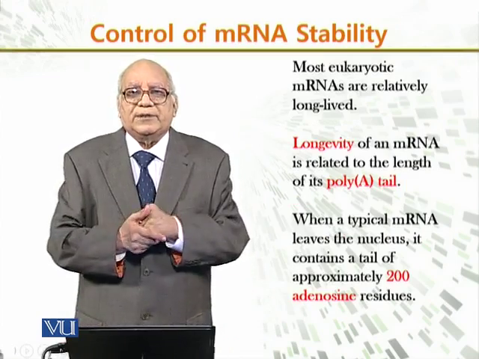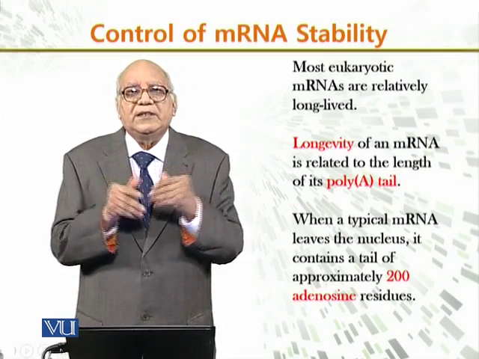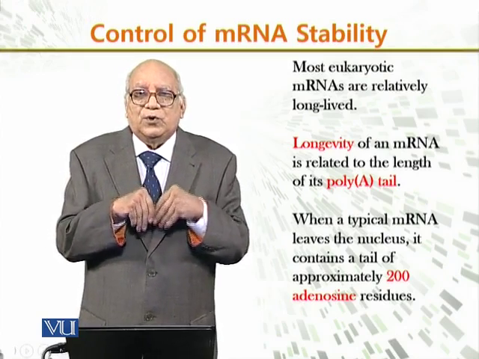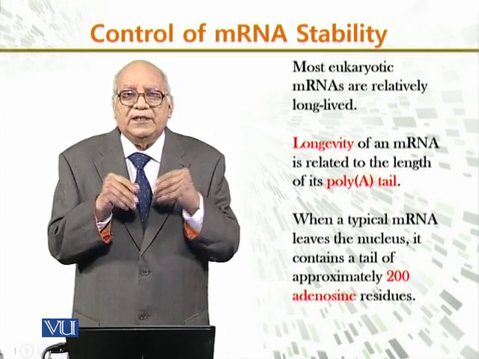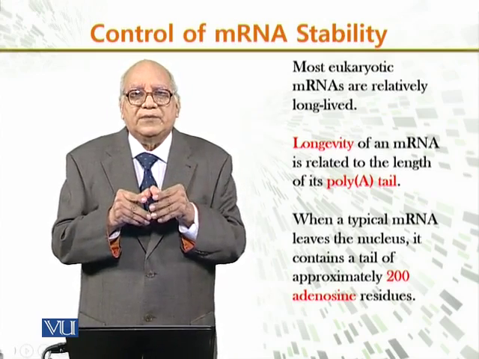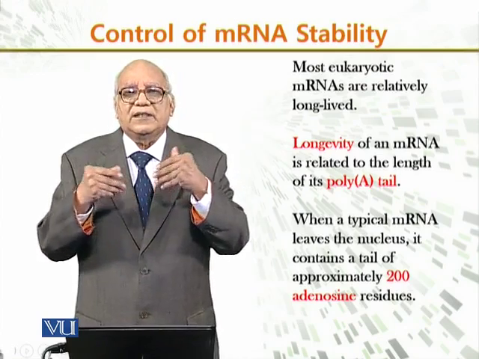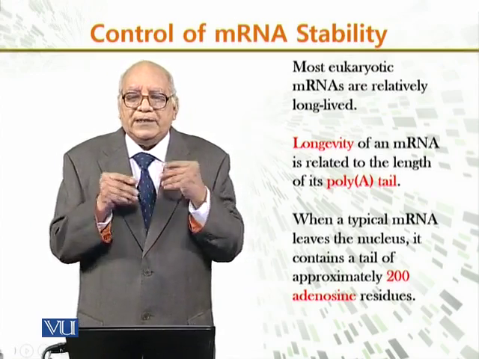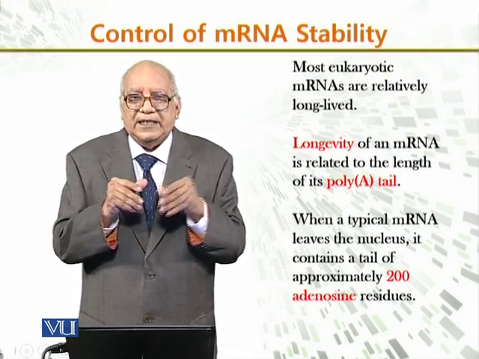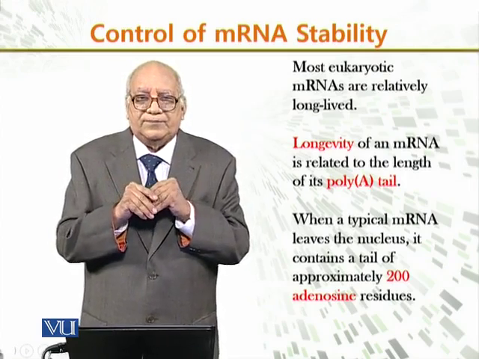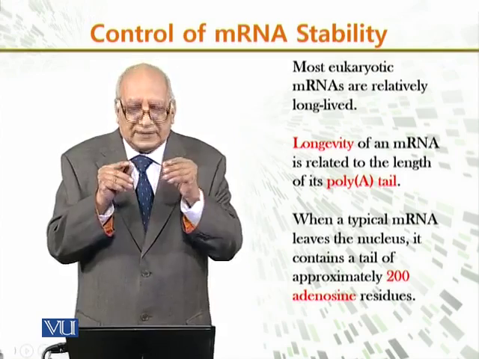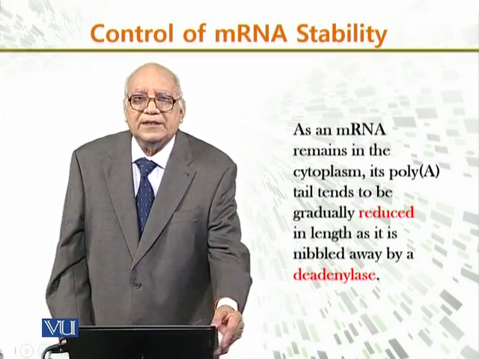Now, most eukaryotic messenger RNAs are relatively long-lived. That is a known fact. The long life of a messenger RNA is related to the length of its poly-A tail. The longer the poly-A tail, the longer it will live. When a typical messenger RNA leaves the nucleus, it contains a tail of approximately 200 adenosine residues.